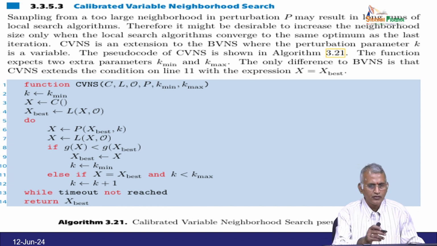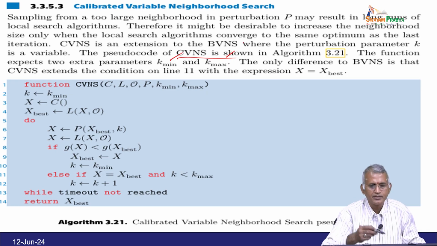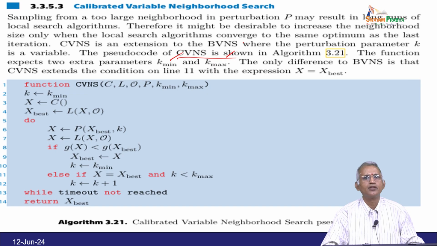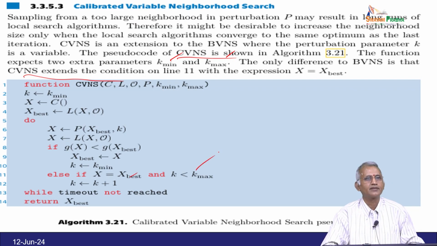The pseudocode of CVNS is shown in the algorithm 3.21. The function expects two extra parameters, k min and k max. So, the only difference to BVNS is that the CVNS extends the condition on the line L11 with the expression x equal to x best and k less than k max.